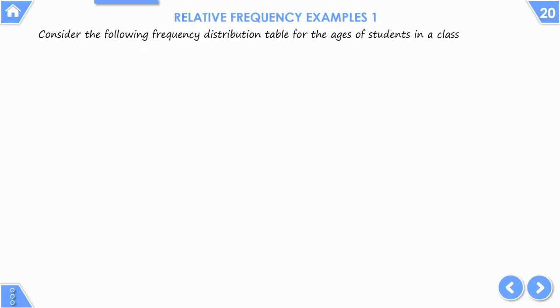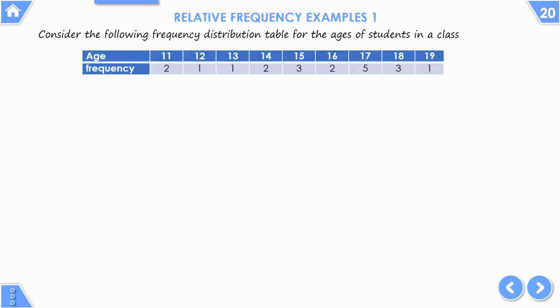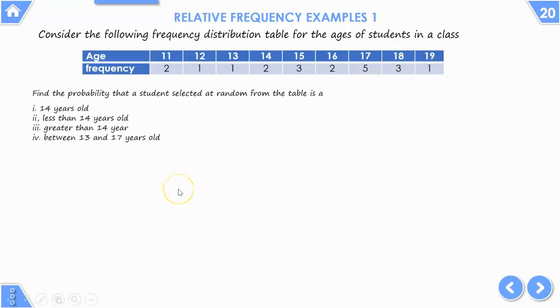Consider the following frequency distribution table for the ages of students in a class. The ages run from 11 to 19 with their frequencies. For 11, we have 2. For 12, we have 1. For 13, we have 1. For 14, we have 2. For 15, we have a frequency of 3. For 16, we have 2, meaning 2 people are 16 years old. For 17, we have 5. And it goes on: 18, 3, and 19, 1.